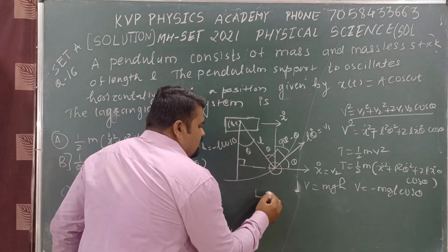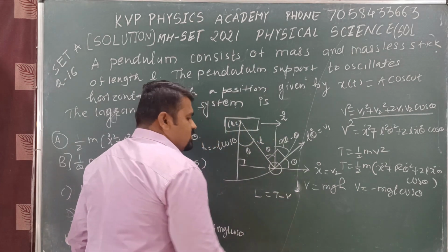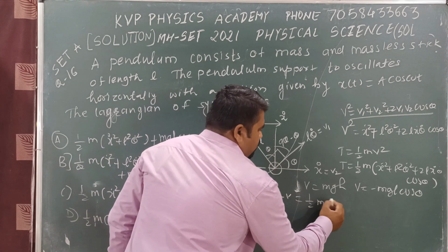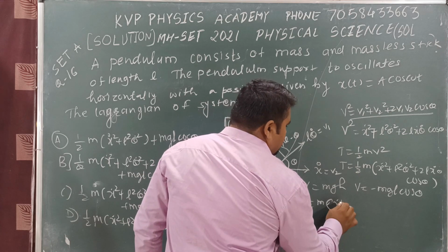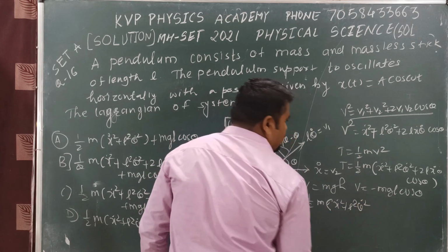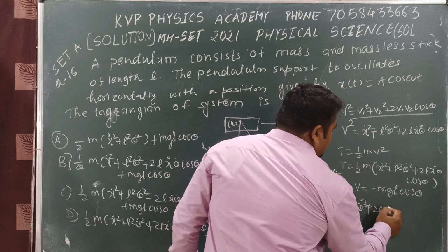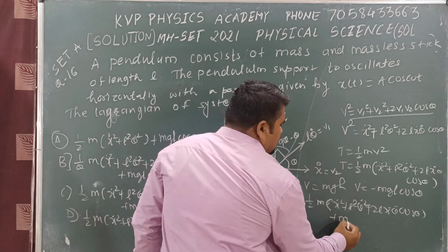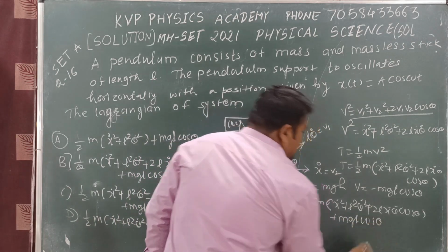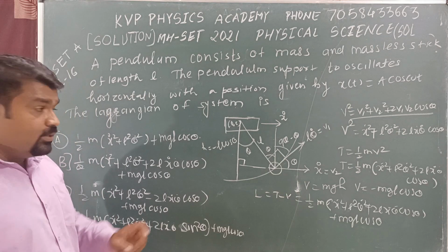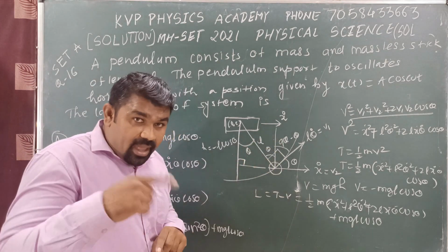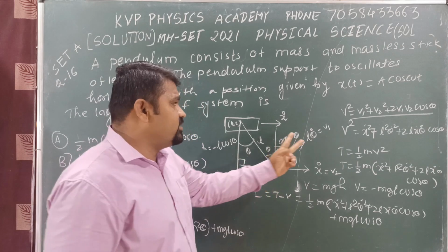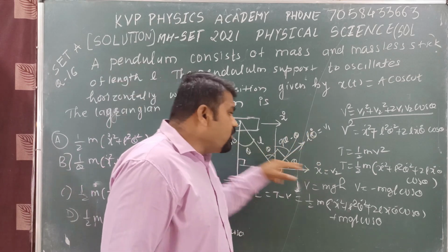We know that the Lagrangian L is equal to how much? T minus V. Okay. What is the kinetic energy here? 1 by 2 m, x dot square plus L square theta dot square plus 2 times L x dot theta dot cos theta. And this minus minus becomes plus mgl cos theta. Got it? This system has active velocity on this pendulum: one because of own velocity L theta dot, and second because of support x dot.